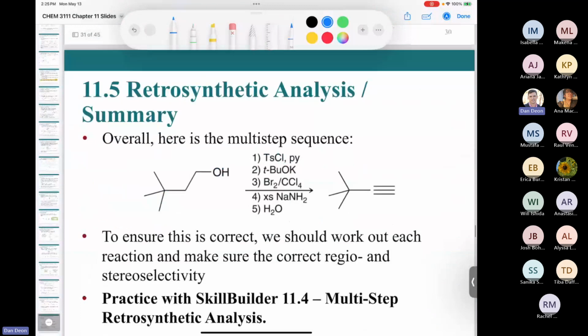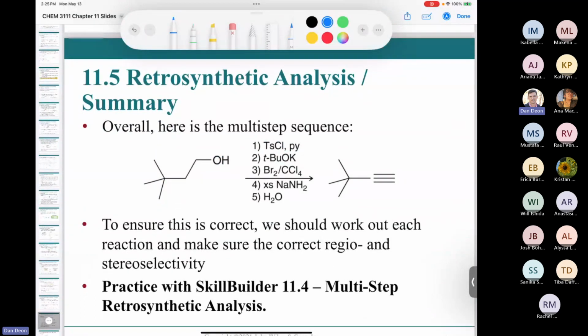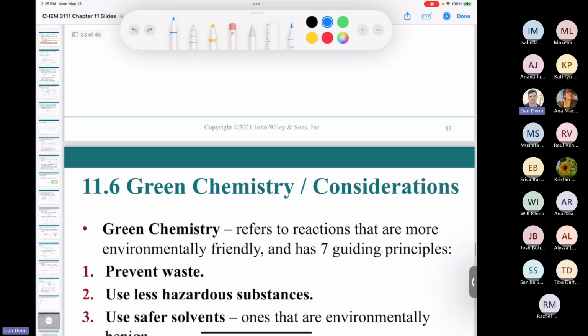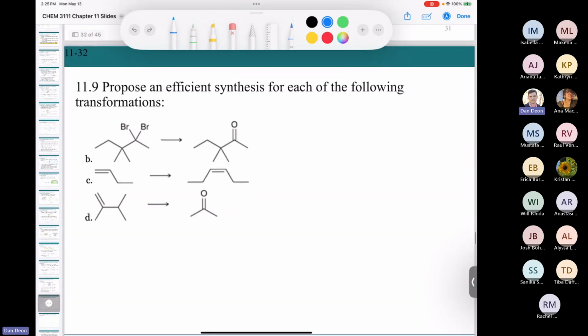So when we get to the end, here's the whole thing. You treat it with tosyl chloride, a hindered base to mitigate the SN2, so you get the E2, then bromination, excess sodium amide, and water to give you the product. So it's a 5-step sequence, but again, this is the kind of reaction sequence that I would expect you to be able to figure out. So with that in mind, let's try a couple more problems.